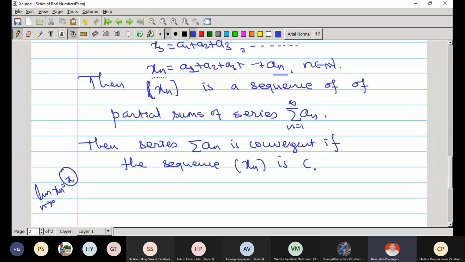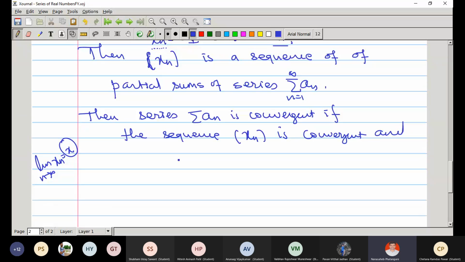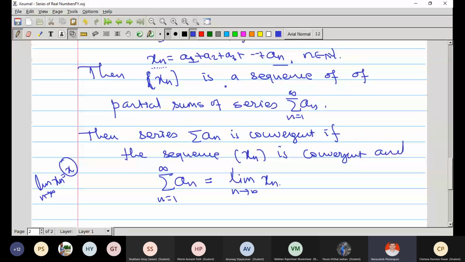The sequence xn is convergent, and what is the total sum of the series? Do you understand what the total sum of the series is? It is the limit of xn as n tends to infinity. It is not very difficult to imagine, because as n tends to infinity, in xn I am adding all the possible terms. If this limit is x, that means when all the terms are added, we get a finite number x.